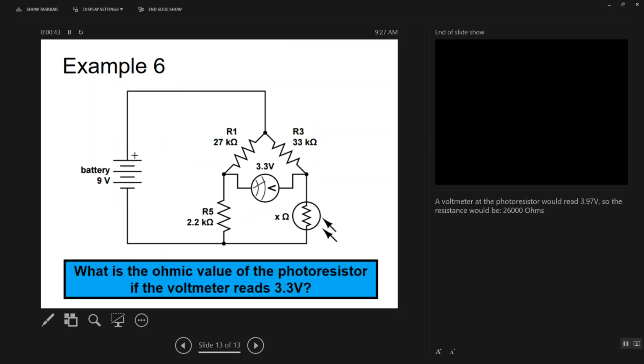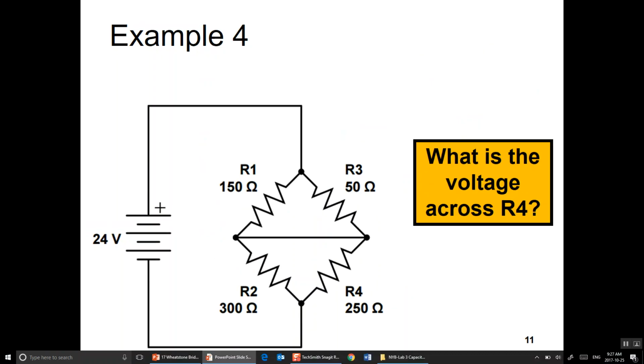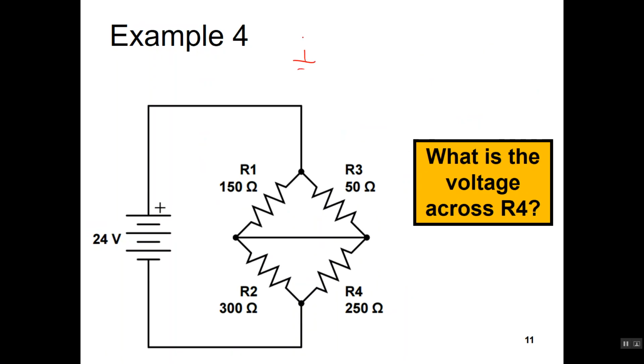You got your voltage source? Yeah, exactly. So you got R1, R3. They join up. And then, because these are connected, you have the option of going to R2 or R4, and then going back.